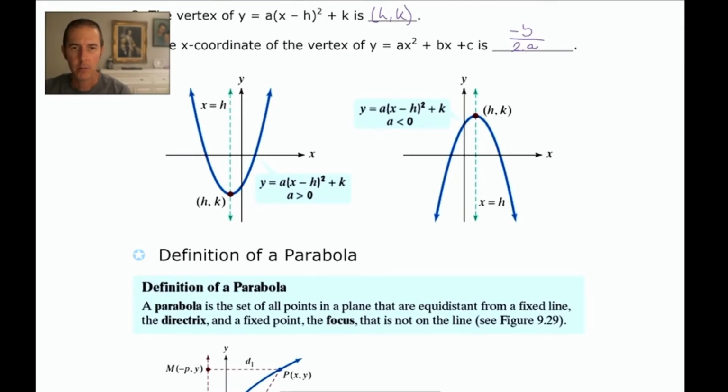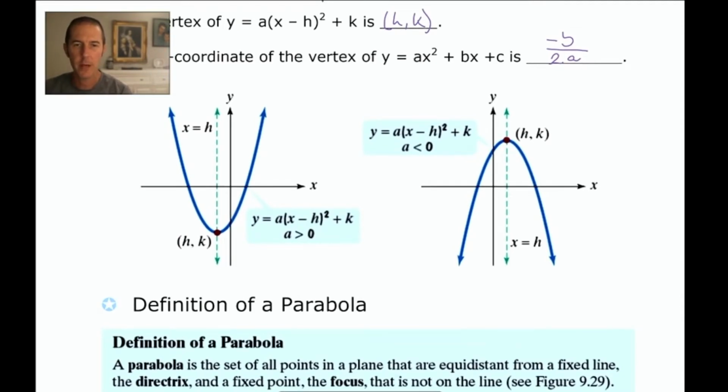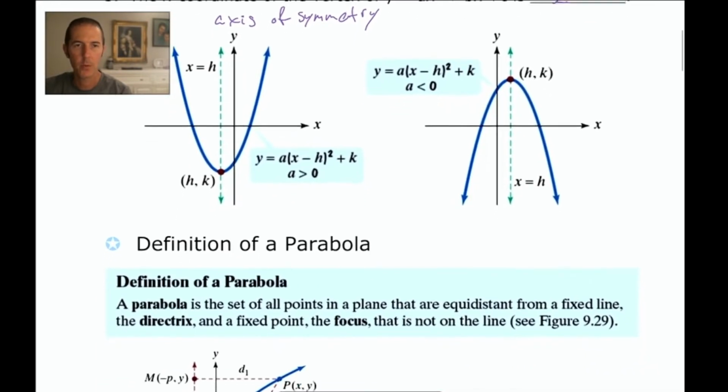Something that we're seeing in these illustrations that's not mentioned, I don't think, anywhere on this page, is that vertical dashed line that has an equation x equals h. And that is referred to as the axis of symmetry. And the axis of symmetry is obviously where the parabola would fold over onto itself. And the equation for the axis of symmetry, since it runs right through the vertex, is x equals h.